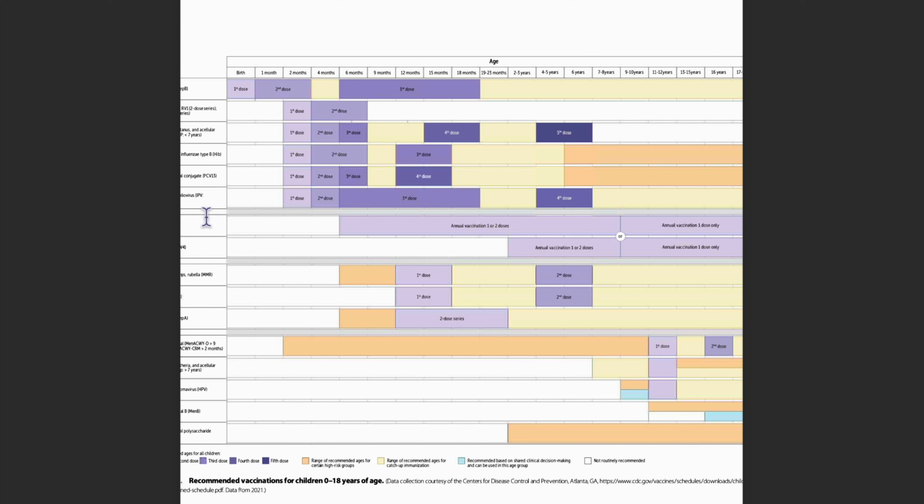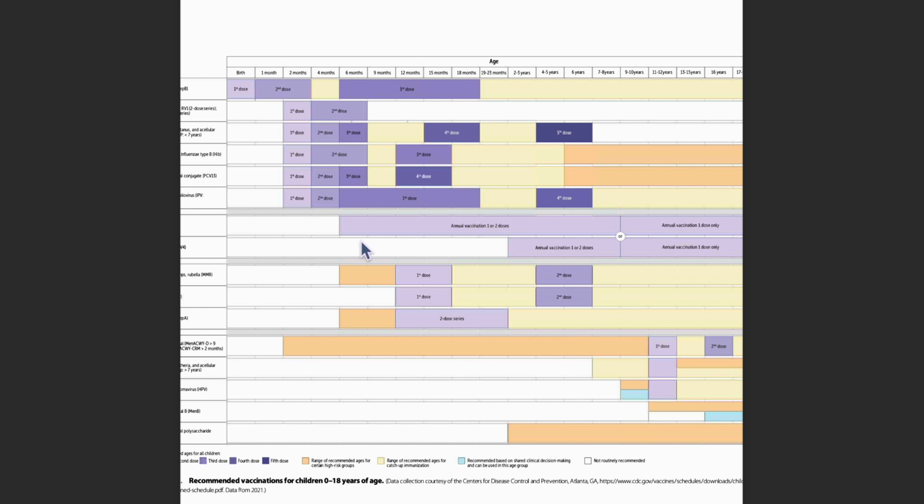Okay. Then we have poliovirus, inactivated poliovirus, IPV, less than 18 years. First dose is at 2 months, second dose is at 4 months, then between 6 and 18 months is the third dose, and then at 4 to 6 years is the fourth dose. Okay, so these were your doses in the beginning of life.